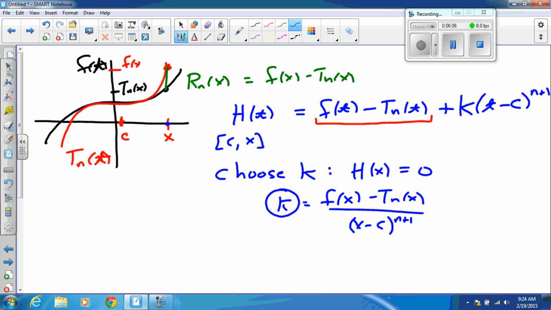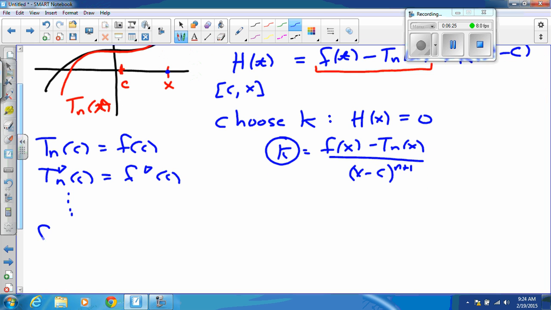And also, h of c is going to be equal to 0 as well, because our Taylor polynomial has the property that it exactly equals the function at c. And not only that, but its derivative exactly equals the function's derivative at c. And not only that, but all of the k derivatives up through the nth are equal to the function's k derivatives up through the nth at x equals c.